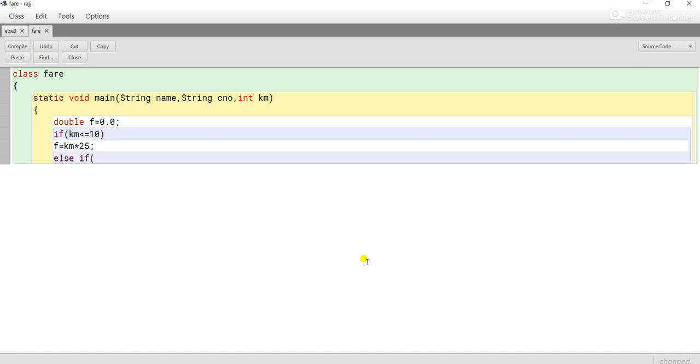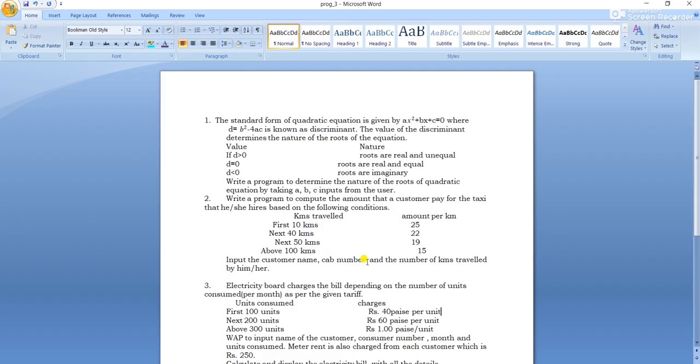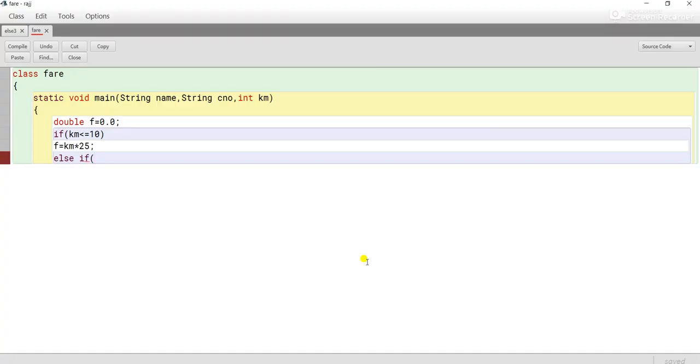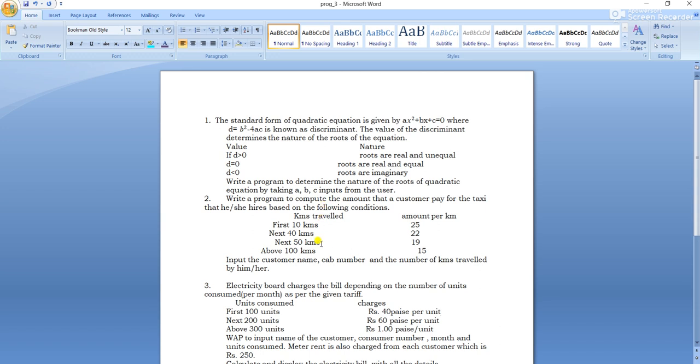Now the condition is more than 10 and less than 20, sorry, less than 40. This is the condition they give. So the condition is km is greater than 10 and km is less than or equal to 40. In this case, how to calculate fare? In previous cases we just wrote 22 into km, but here you can observe a word that is called next.